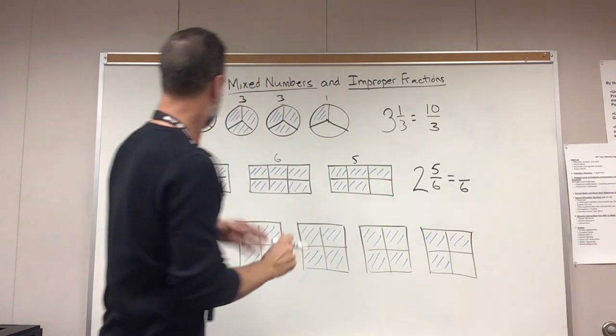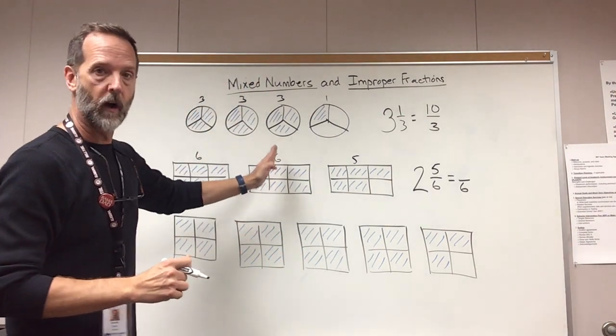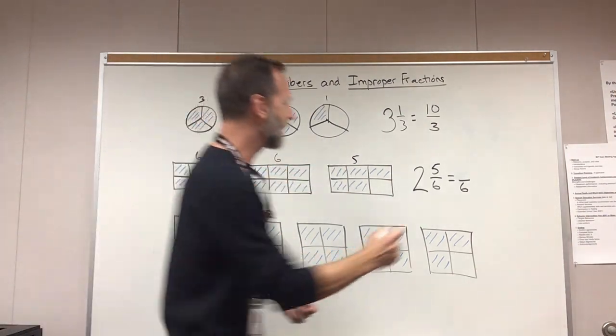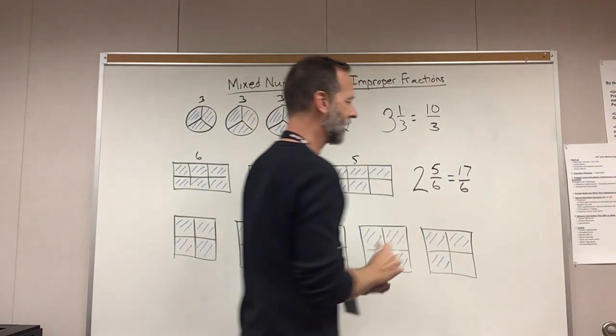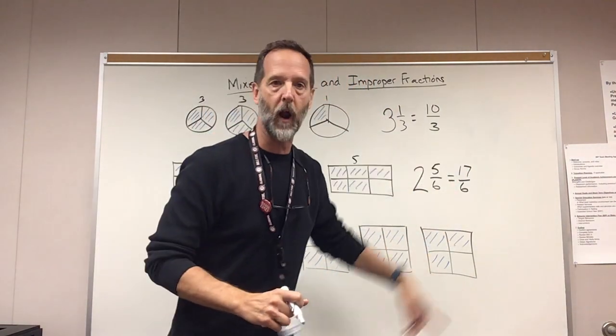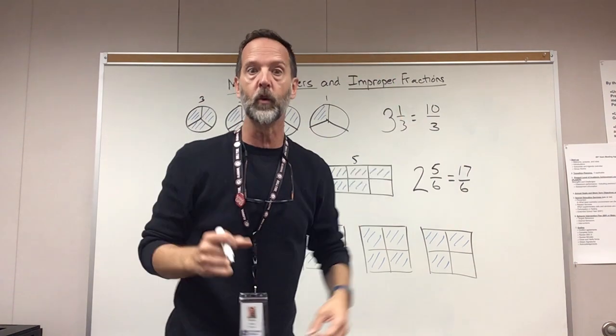5 of them. Well, 6 and 6 is 12. 12 and 5 is 17. And I get 17 sixths. That's my improper fraction. 17, bigger number in the numerator.